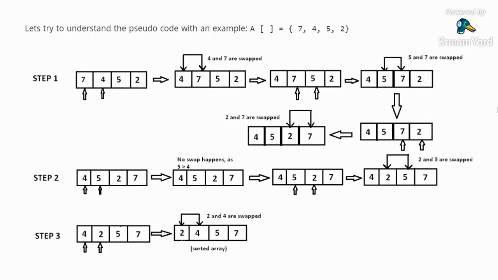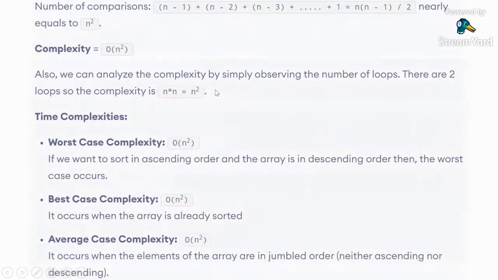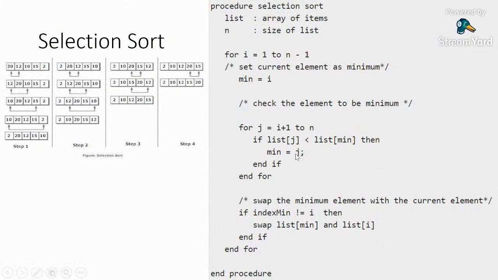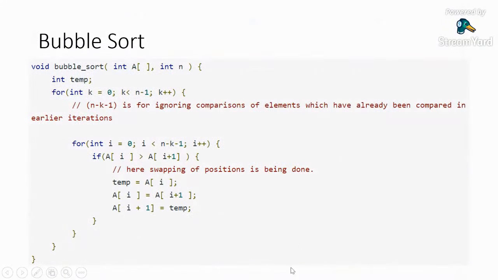Here you can notice there is a difference between the number of swappings in selection sort and the number of swappings in bubble sort. Here we are comparing and we are swapping, but in selection sort we are comparing, and after doing all this comparison we are swapping only once. This is not the case with bubble sort. We are comparing as well as swapping. This is the code for swapping of a of I and a of I plus 1.